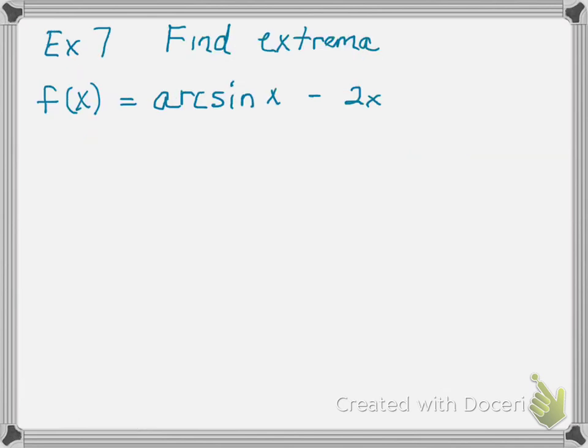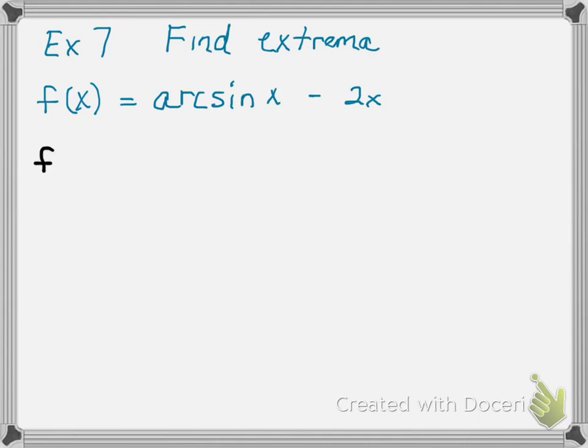All right, moving on to example 7. It says find the extrema. Remember, extrema are maxes and mins, local maxes and mins. And to find out where those are, those only happen at horizontal or vertical tangents. So I want to find the derivative of this, which represents the slope of a tangent line, and then figure out where that tangent line slope might be 0 or undefined.